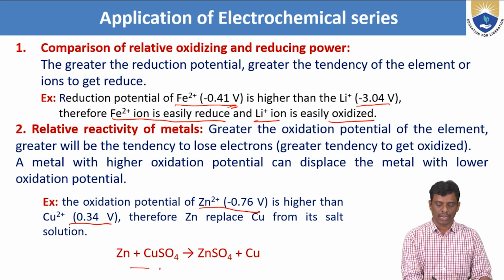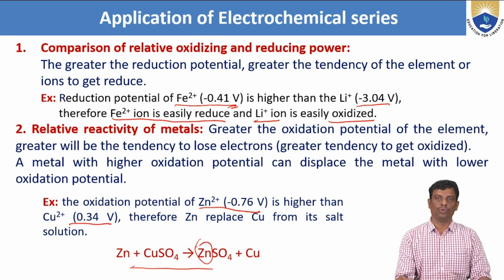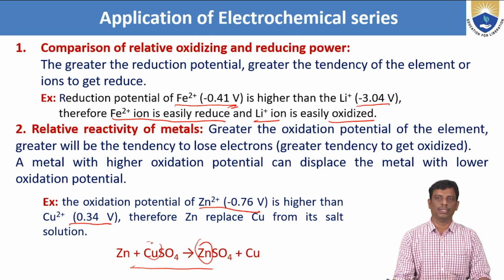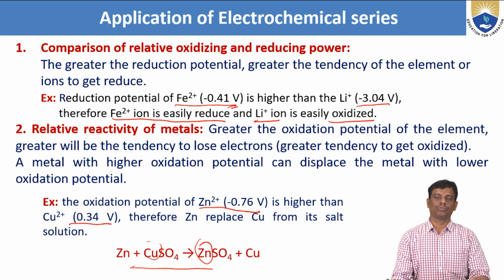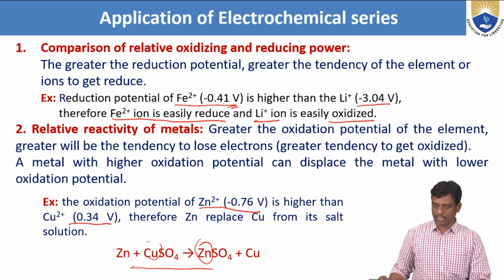This is a simple reaction. When zinc reacts with copper sulfate solution, zinc replaces the copper to form zinc sulfate solution. That is the reactivity. We can find out the reactivity of metals in a mixed solution. That is the advantage of the electrochemical series.